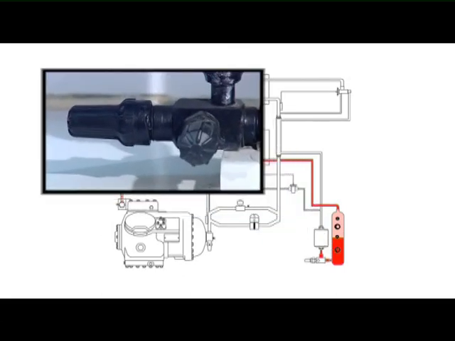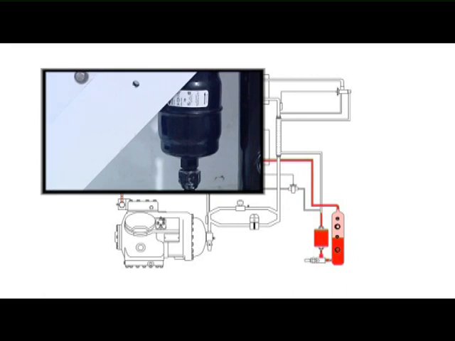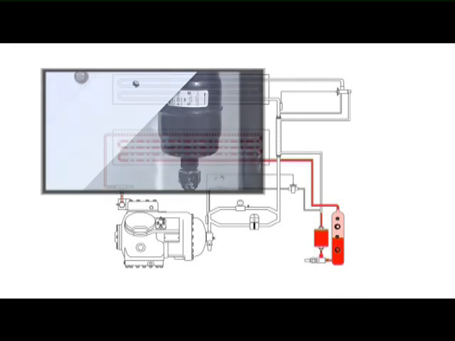From the receiver, the refrigerant passes through the liquid line to the King valve. This valve can be used for adding or removing refrigerant. From the King valve, the high pressure and high temperature liquid reach the filter dryer, which will filter out any solid parts and moisture to prevent system damage.